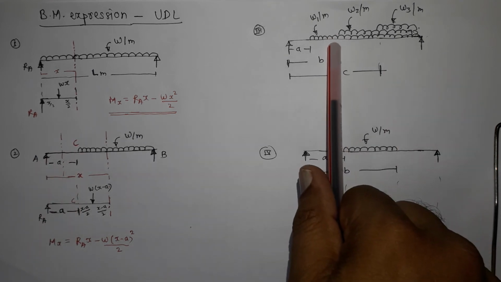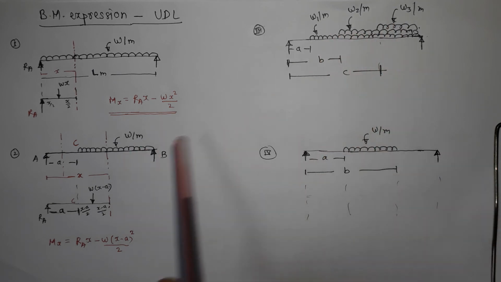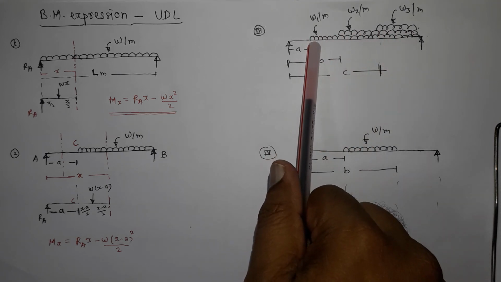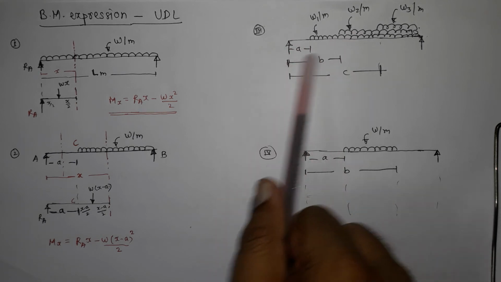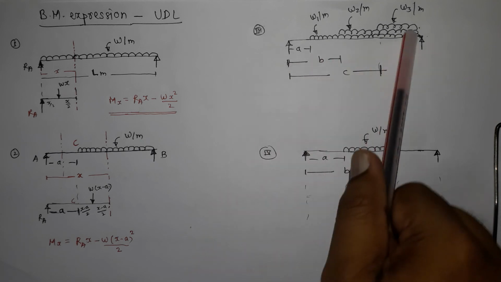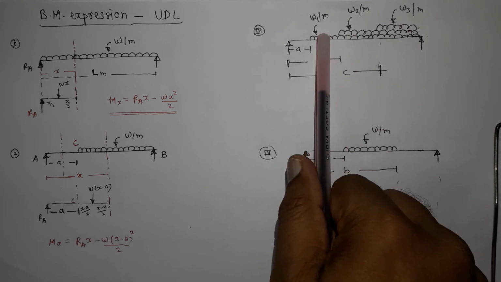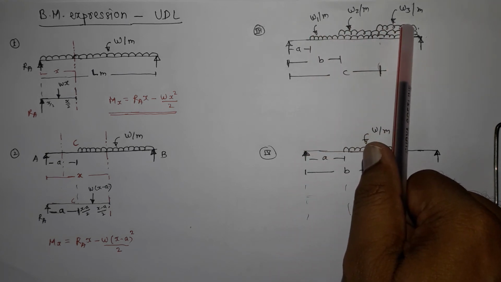Now here I have considered 3 UDLs. So 1, 2 and 3. On these 3 UDLs, their starting points are different. The first UDL, that is the lowermost UDL, is starting from a point at a distance A from the left end. The second one is starting at a distance B from the left end, and the third one is starting at a distance C from the left end. Let the UDLs be respectively W1 per meter, W2 per meter and W3 per meter.